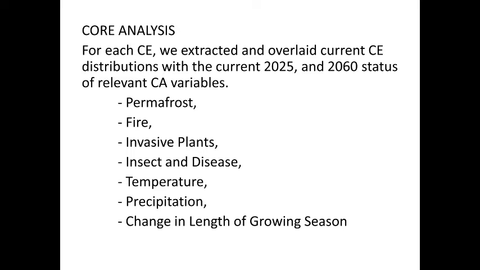overlaid the CAs, change agents, associated with each one. And one of them is permafrost, and I've got that at the top because that's probably the most important. And next is fire, and then invasive plants, and then insects and disease. So again, we're just overlaying the change agent layer with these maps that we have. This one on the left here.